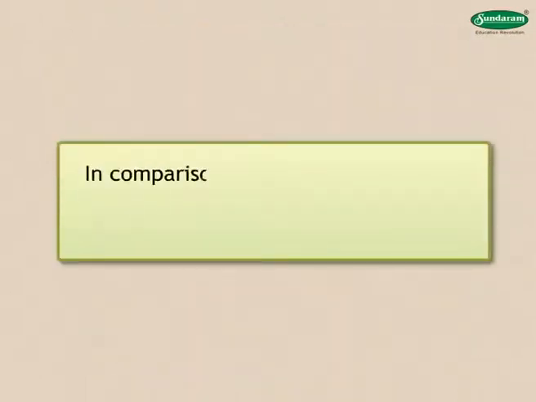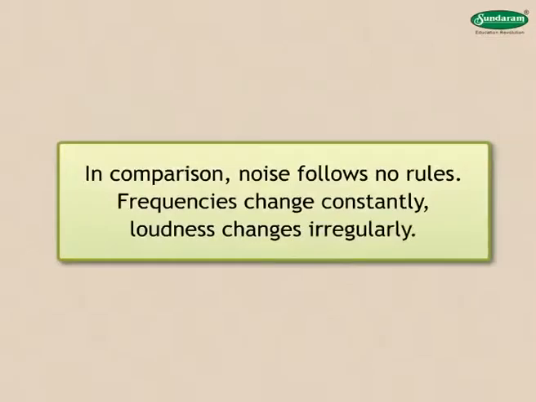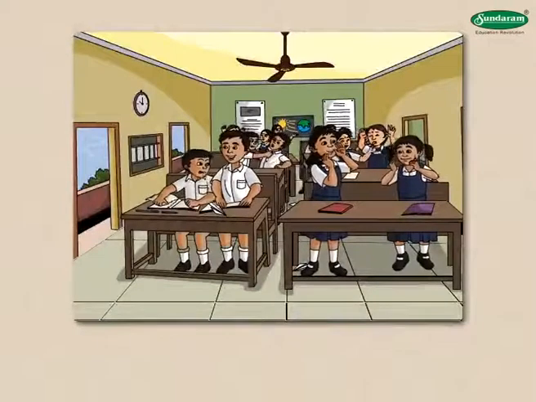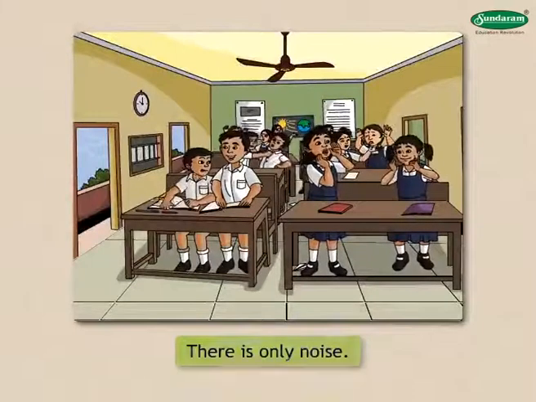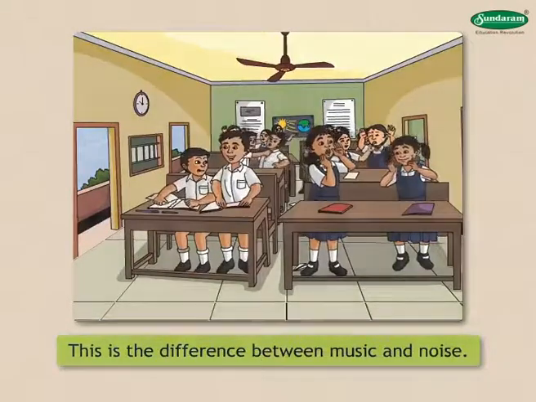In comparison, noise follows no rules. Frequencies change constantly. Loudness changes irregularly. When everyone in the class speaks together, nothing can be understood. There is only noise. This is the difference between music and noise.